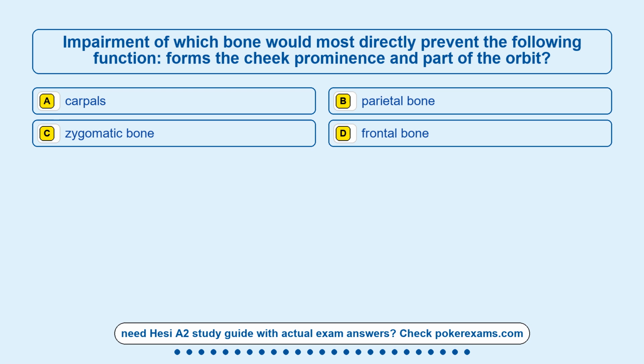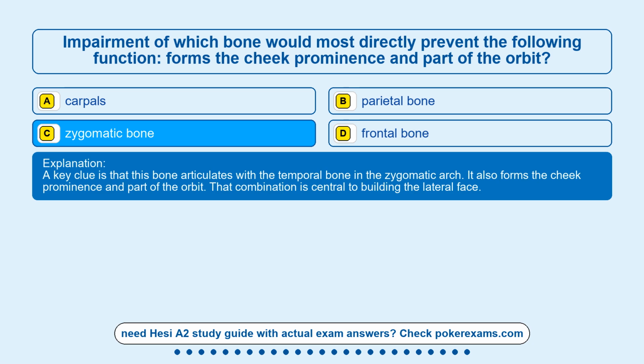Question 1. Impairment of which bone would most directly prevent the following function? Forms the cheek prominence and part of the orbit? Option A, carpals. Option B, parietal bone. Option C, zygomatic bone. Option D, frontal bone. The correct answer is option C, zygomatic bone.